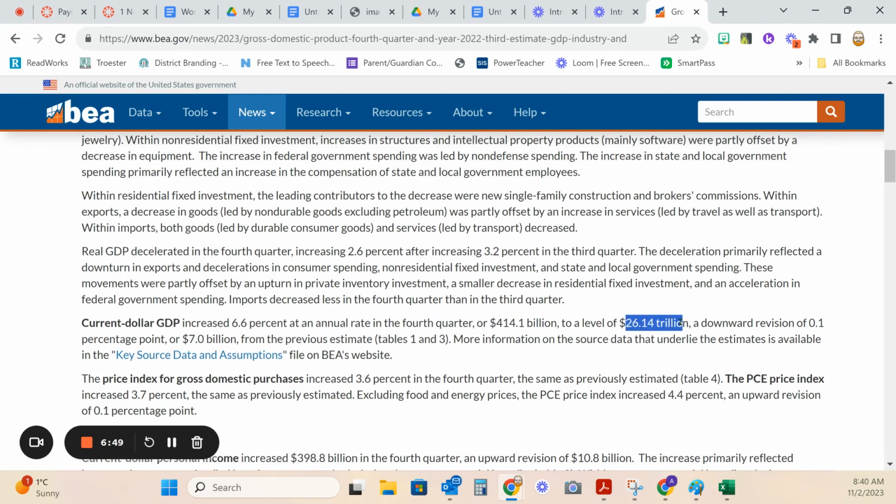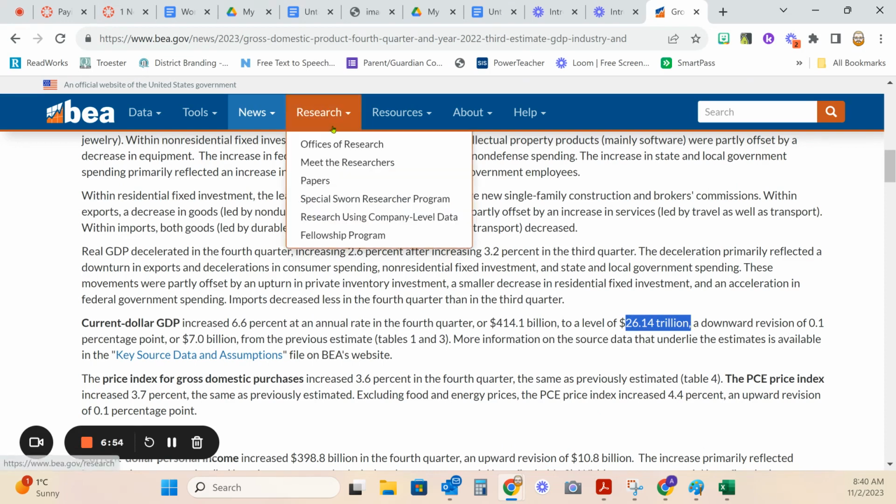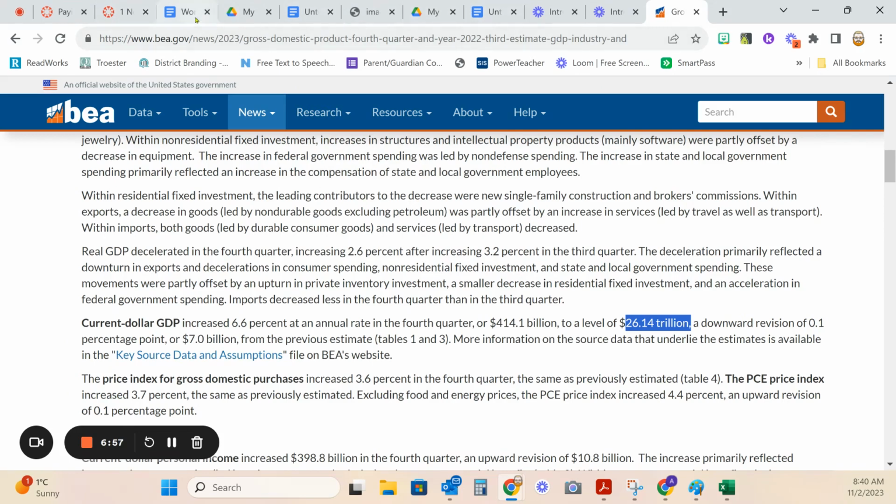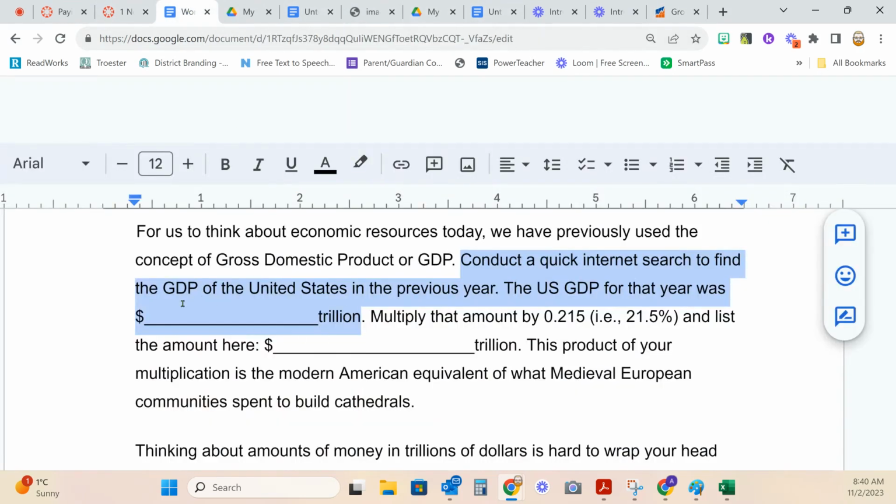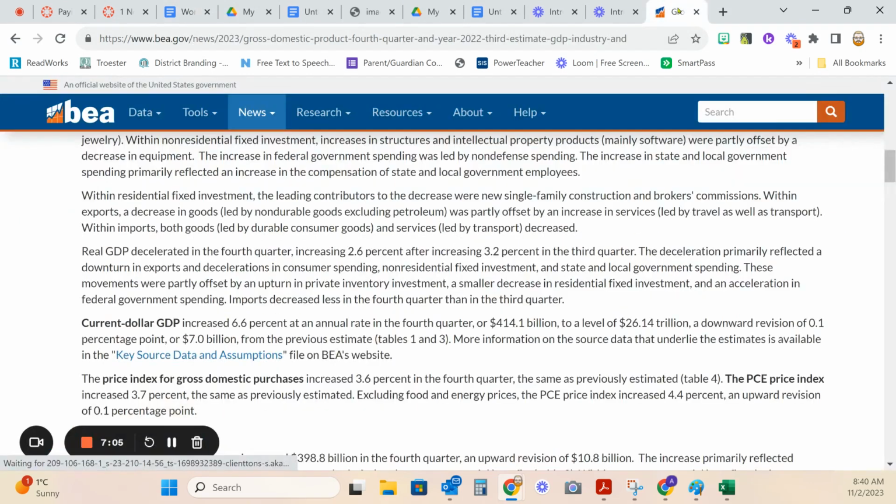This equals out to be $26.14 trillion, which you need to put here in that blank. The U.S. GDP for that year was $26.14. The $1 trillion part is there for you. You just need to write down 26.14. All right, everybody have that in that first blank?